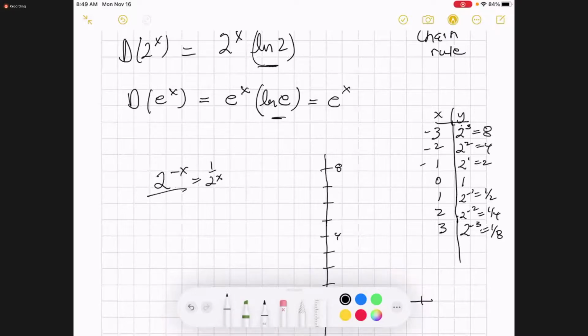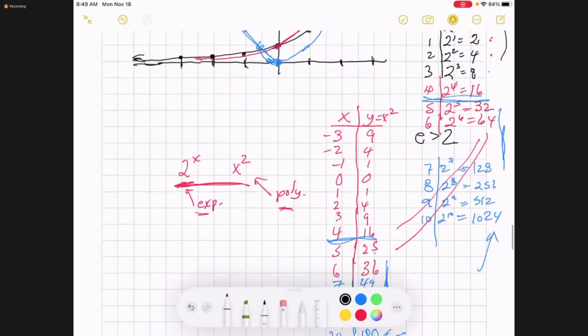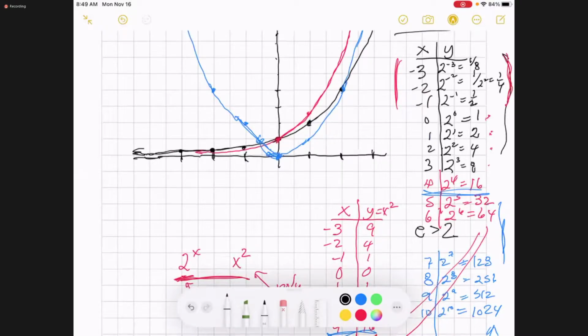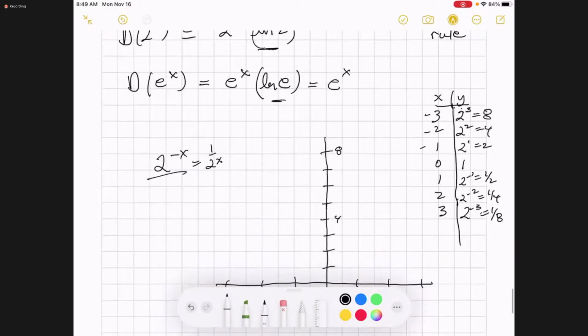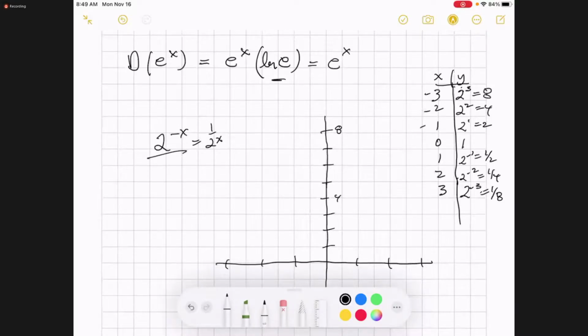So what's happening there? Just looking at these points, I'm just going to take the black curve, which was 2 to the x, and swing it around the y-axis. It's going to reverse these points. One half, 1/4, 1/8. So it just swings that thing around the y-axis. And that means it still has the x-axis as an asymptote, but it's the positive x-axis.